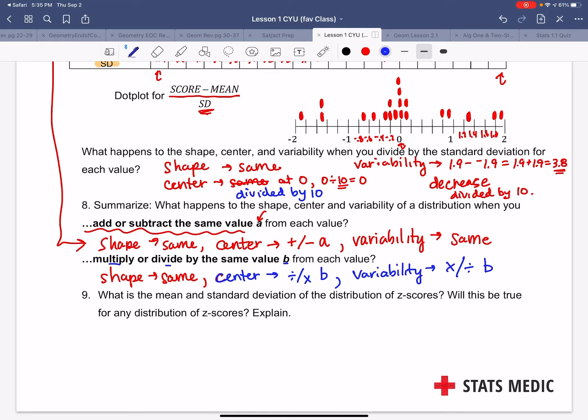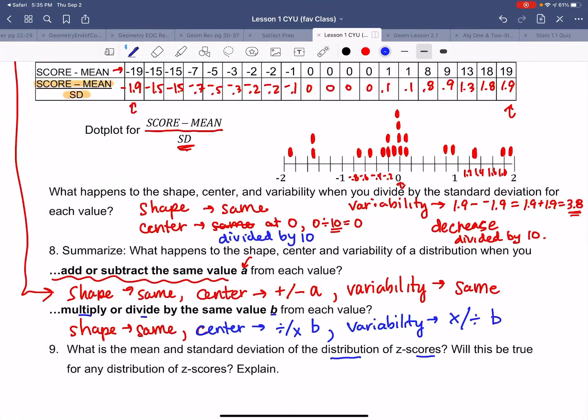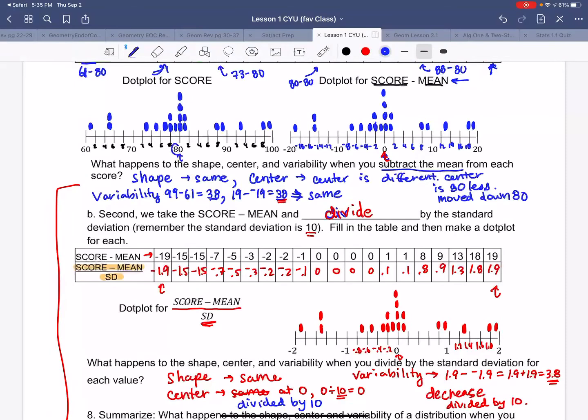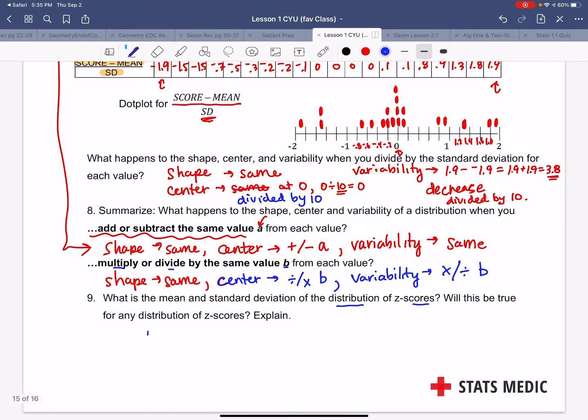So lastly, what is the mean and standard deviation of the distribution of z-scores? Well, if we notice here, after we subtracted 80 from 80, we get 0. And we do that on purpose because we want to get to 0. And after we divide everything by 10, what happens to the mean after we do this subtracting and dividing? We end up getting the mean of 0.